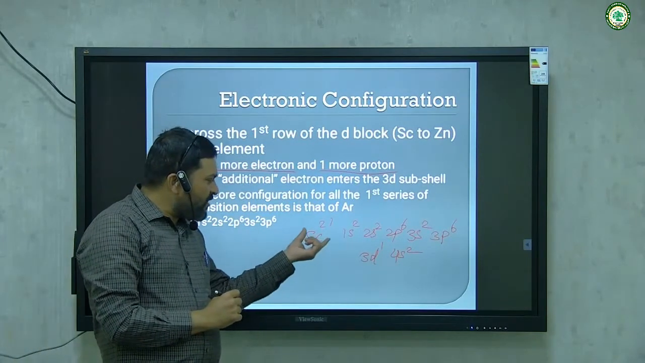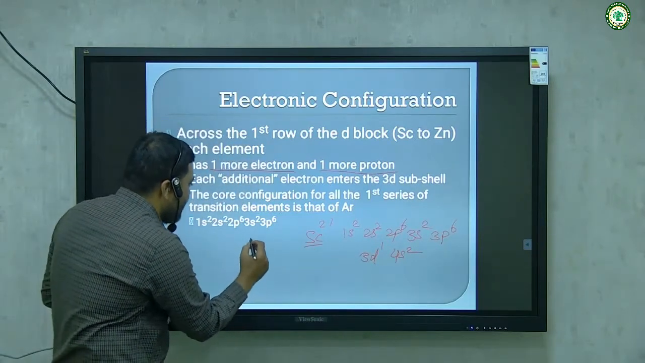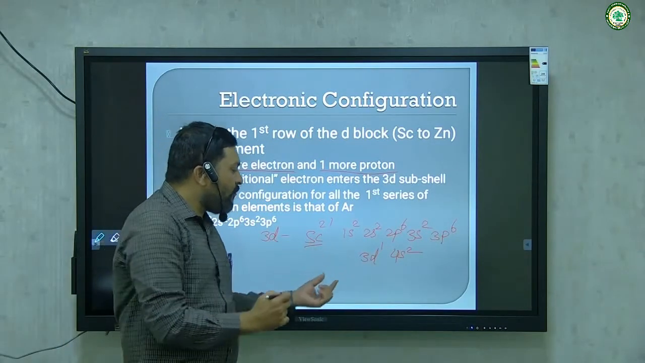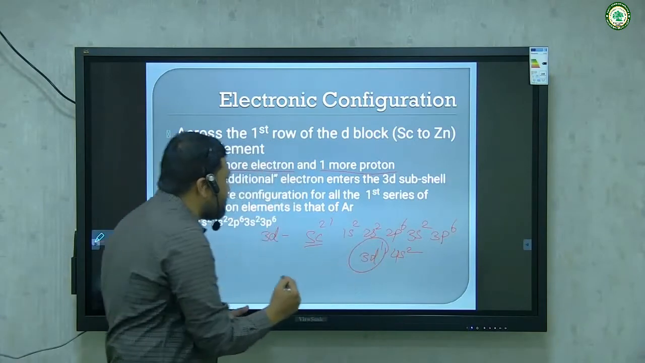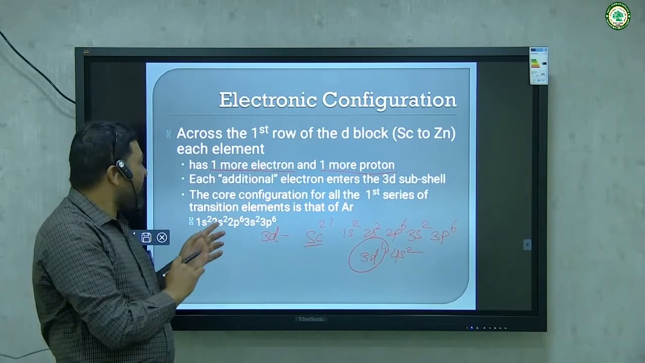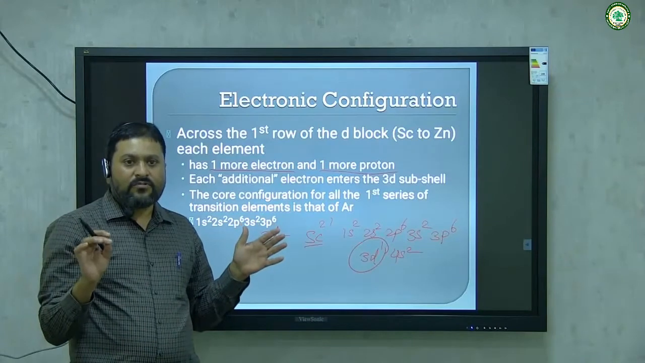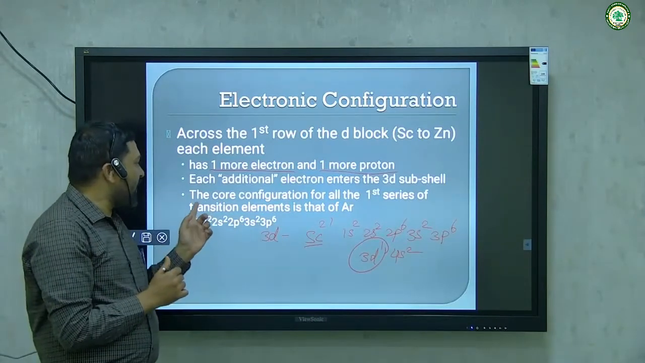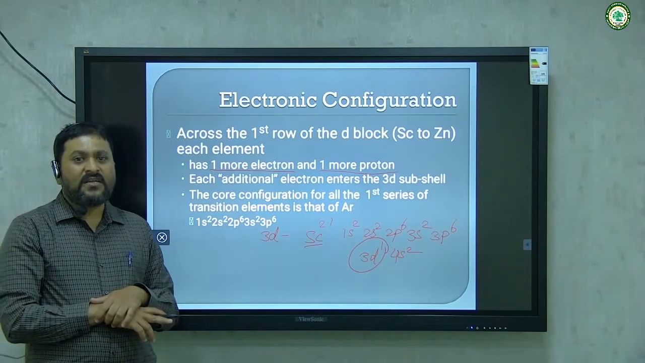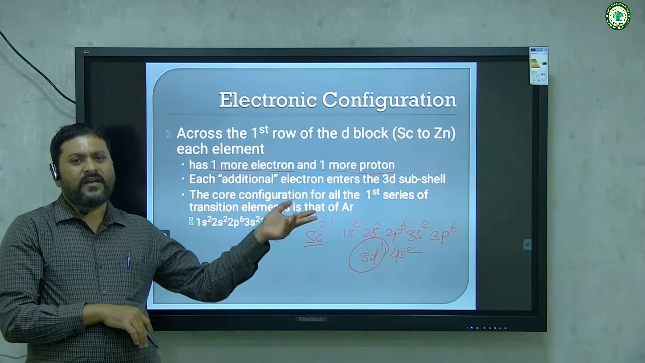When we start writing the electronic configuration of the first element of the 3D series, the atomic number will be 21, and the first electron must enter the 3D subcell. It means as we move from left to right in the 3D series, one more electron and one more proton keep being added. At each step, each additional electron enters the 3D subcell, so the configuration goes 3d1, 3d2, and so on.